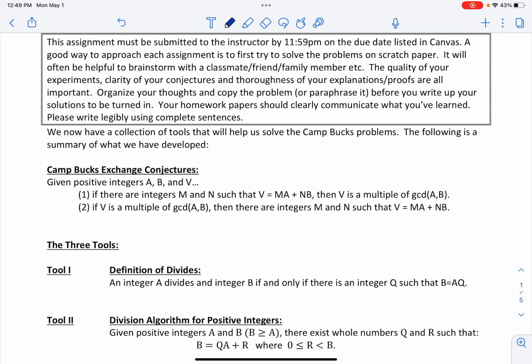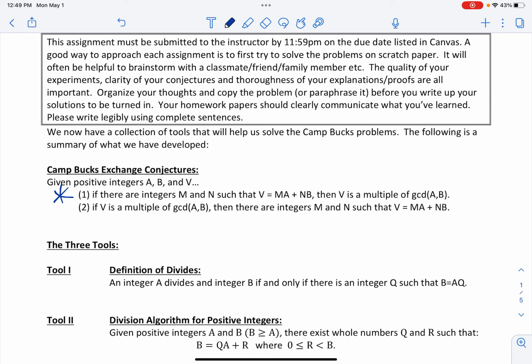So at this point, we have some Camp-Buck conjectures. Hopefully at this point, you've come up with these. If not, it's laid out here in some more mathy terms, but I'll break it down. The Camp-Buck conjectures are as follows. If there are integers m and n such that v is equal to ma plus nb, then v is a multiple of the greatest common divisor of a and b.